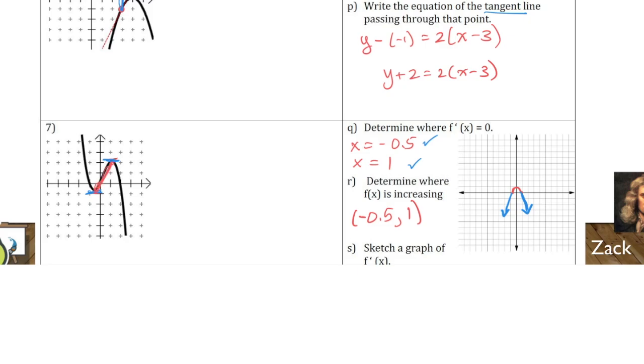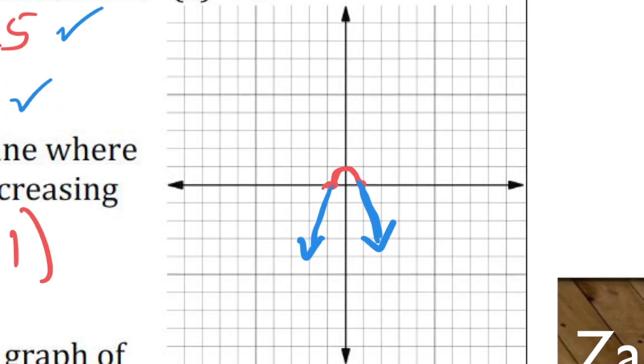When I sketch my graph, I first put the zeros in. Afterwards, I said it's increasing, so it must be positive. Then the rest of the graph is decreasing, which makes f prime of x below the axis on the other sides of negative 0.5 and 1.